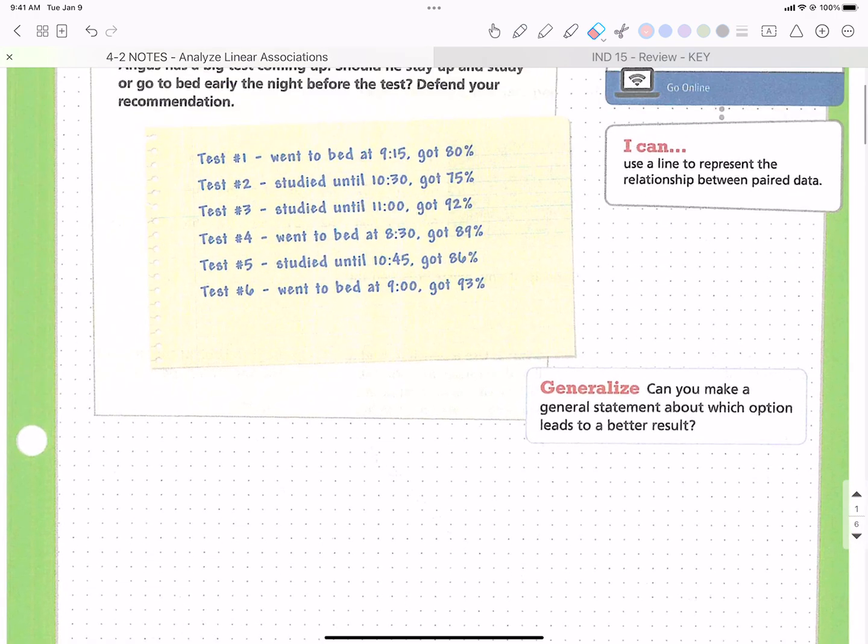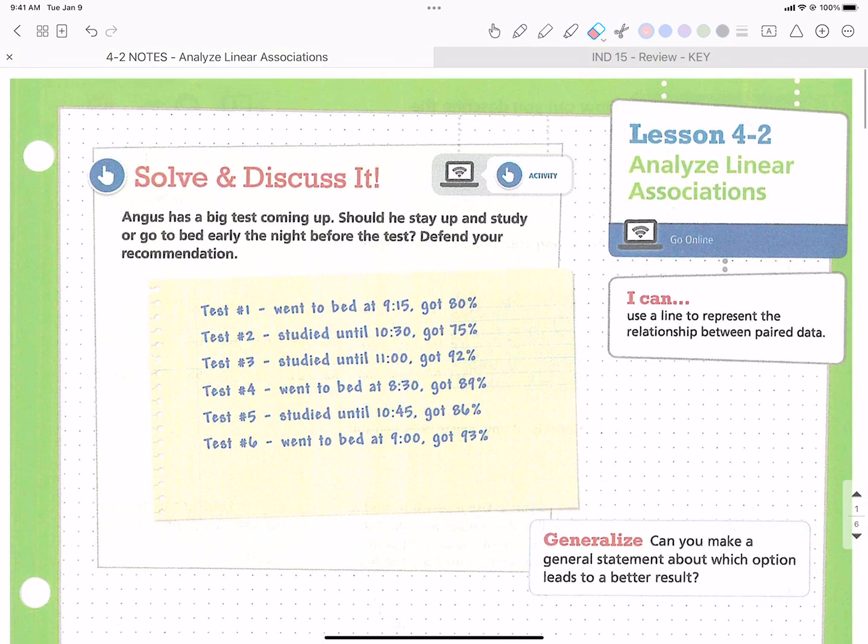Okay, so we are doing lesson 4-2, and like I said, there is a ton of overlap between 4-1 and 4-2 because we are still talking about scatter plots. We're still looking to see if it's negative correlation, positive correlation, or no correlation. We're going to add just a little bit of extra detail to the linear association answers, and then we're going to talk about nonlinear. Okay, so that's really it.